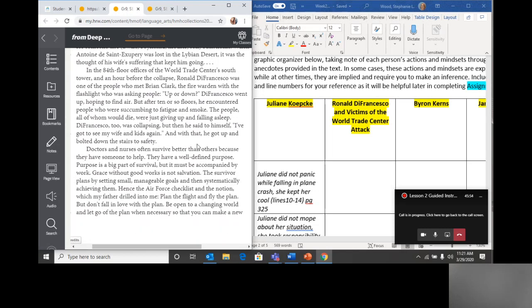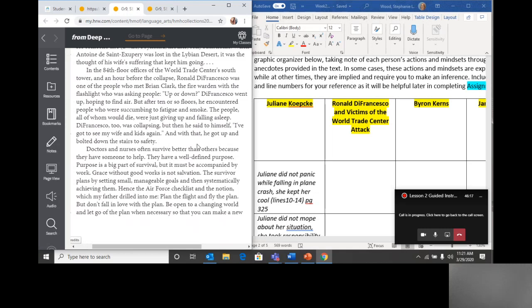Doctors and nurses often survive better than others because they have someone to help. They have a well-defined purpose. Purpose is a big part of survival, but it must be accompanied by work. Grace without good works is not salvation. The survivors plan by setting small, manageable goals and then systematically achieving them.